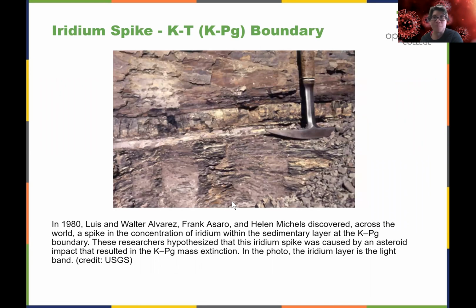So 5 of them. This is the KT mass extinction, this boundary, and they find this iridium spike at this layer where they're looking at when this KT extinction happened. And so this might have been from an asteroid impact. We might see this iridium spike from an asteroid. And so that's some of the evidence they use to try to determine what caused it.